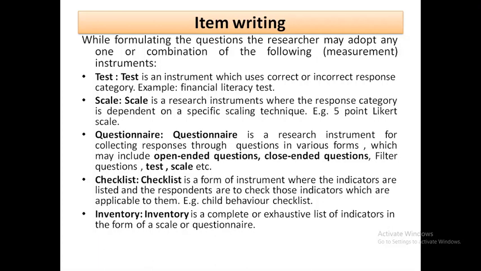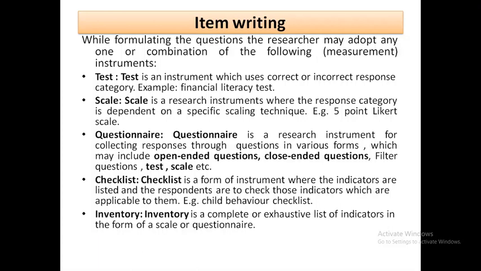Now, in the case of a checklist, there are already some indicators mentioned. In the example, it is given as a child behavior checklist. Whoever is conducting research to understand child behavior can check that checklist and see what indicators are mentioned in it, and whether those indicators are covered in the questionnaire the researcher has developed. So that can be checked with the help of the checklist. That is called a checklist.